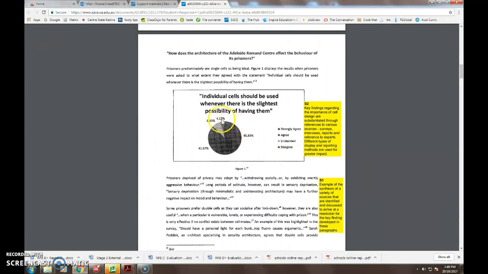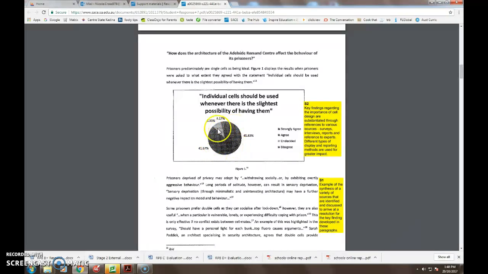Notice also the format of the results that have been chosen. They've used a pie graph where it's actually very clear, particularly when it's in colour, what each of the sections is. So you've got the 4%, 45, 41 and 8%.